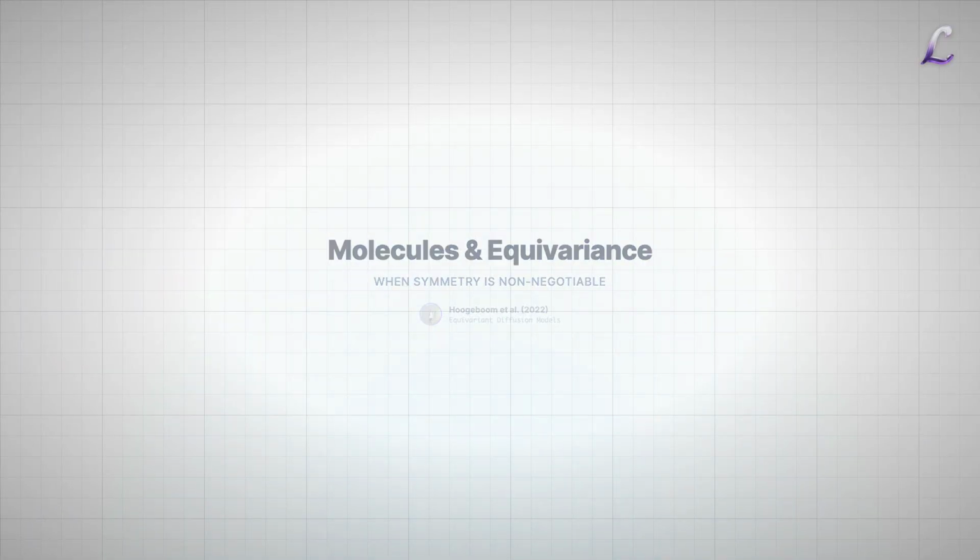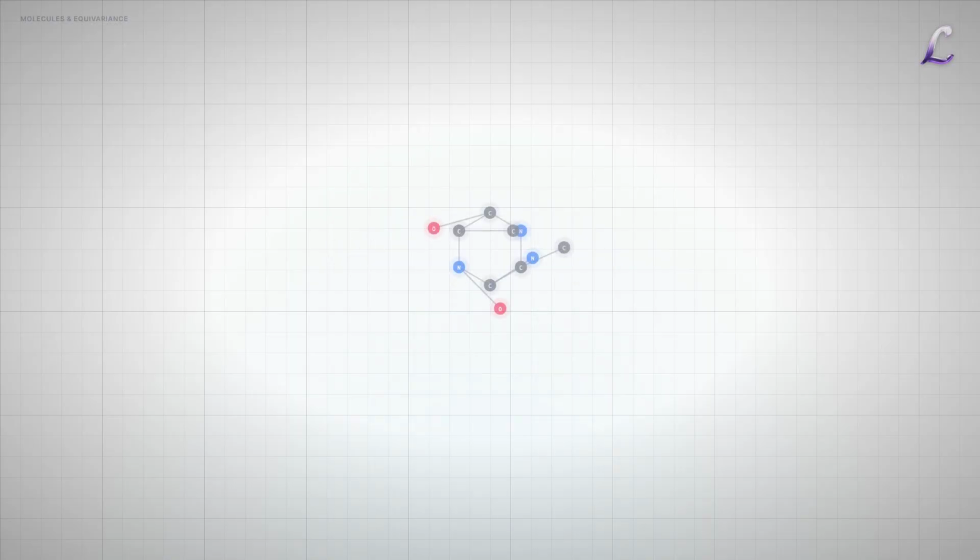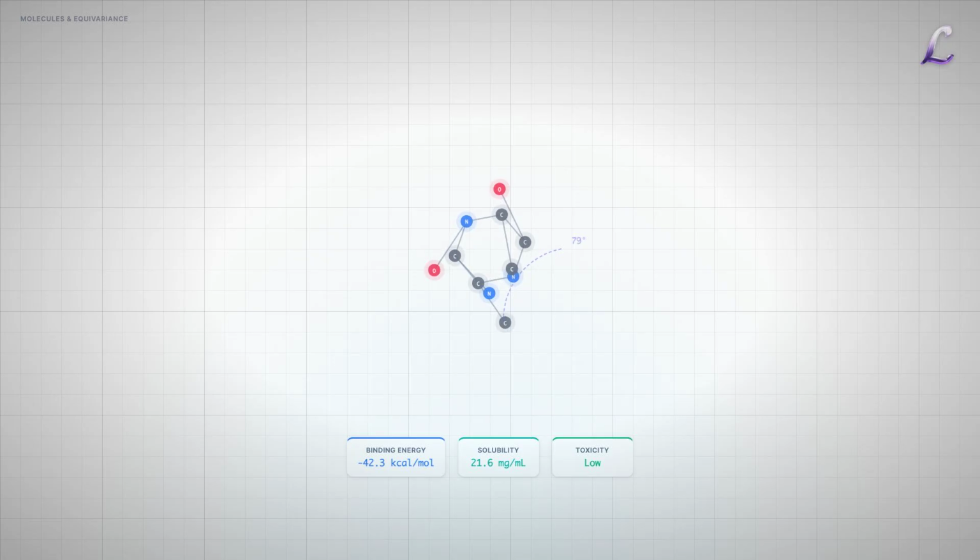A drug molecule is defined by atom positions and discrete atom types: carbon, oxygen, nitrogen. Here, we face a strict physics constraint: symmetry. If you rotate a caffeine molecule 90 degrees, its chemical properties remain identical. Standard neural networks don't know this. They see a rotated input as a totally different object.